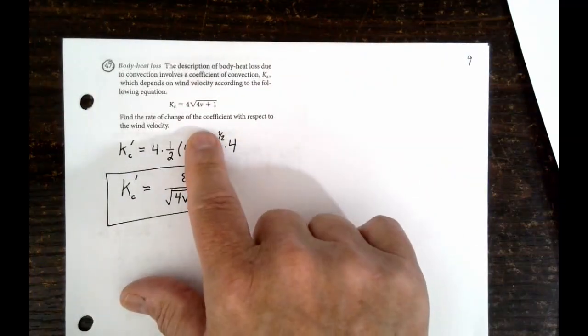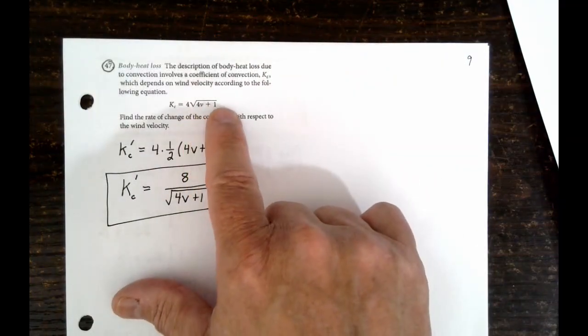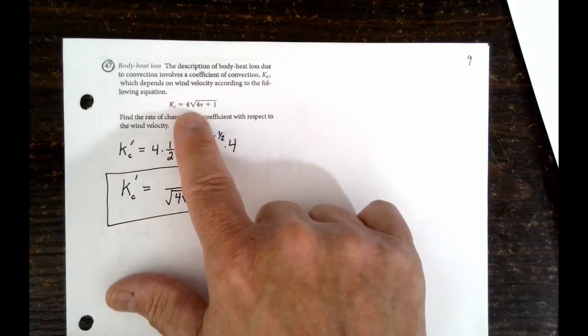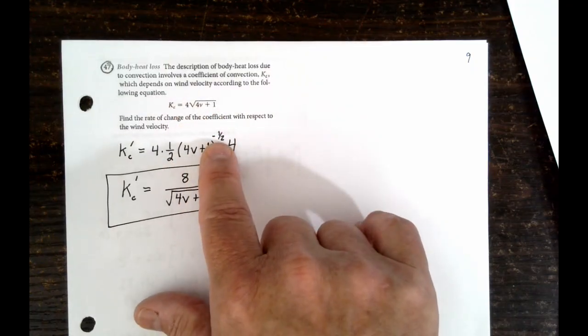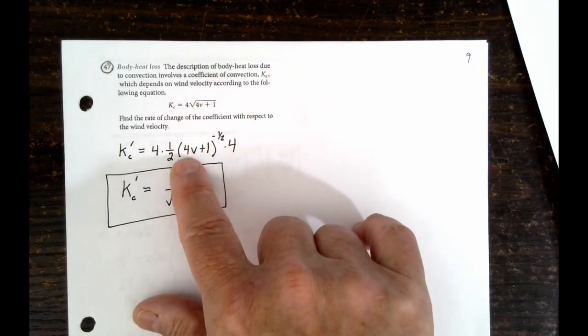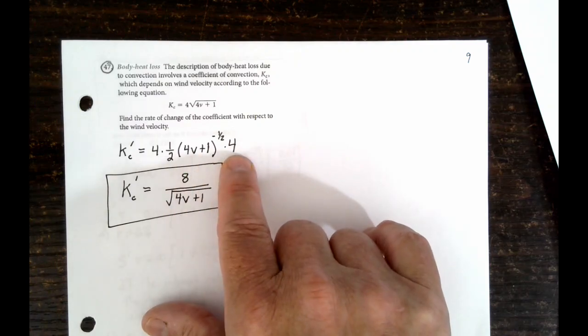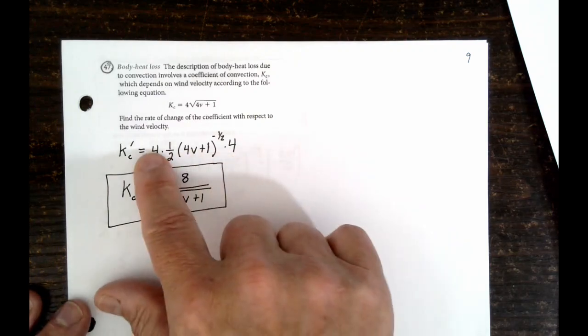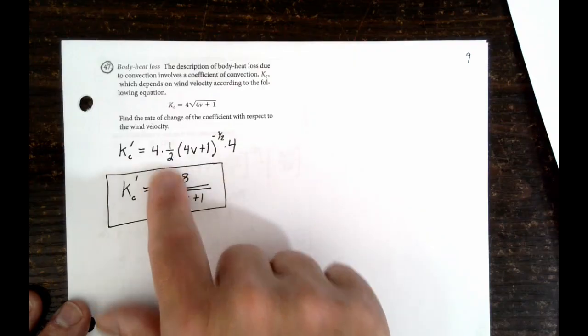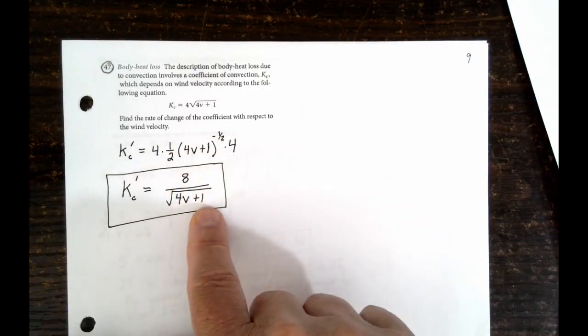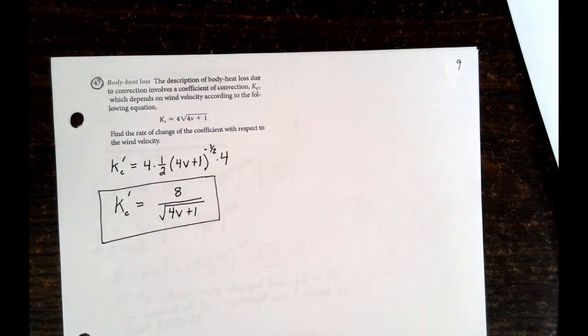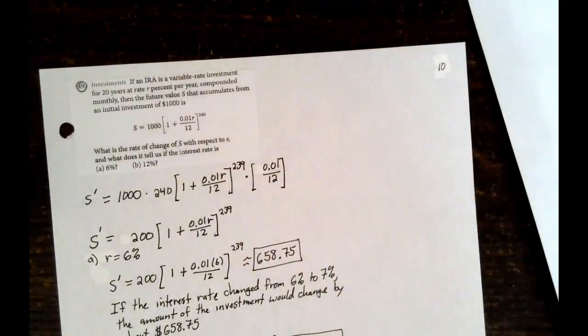This one, when they want you to take the derivative here, you think of that as raised to the 1/2 power. You bring the 1/2 out front, subtract 1 from the 1/2, leaving you with minus 1/2, followed by the derivative of what's inside, which is just 4. And now 4 times 4 is 16, times 1/2 is 8, and this guy comes down and is written as the square root instead of 1/2 power.